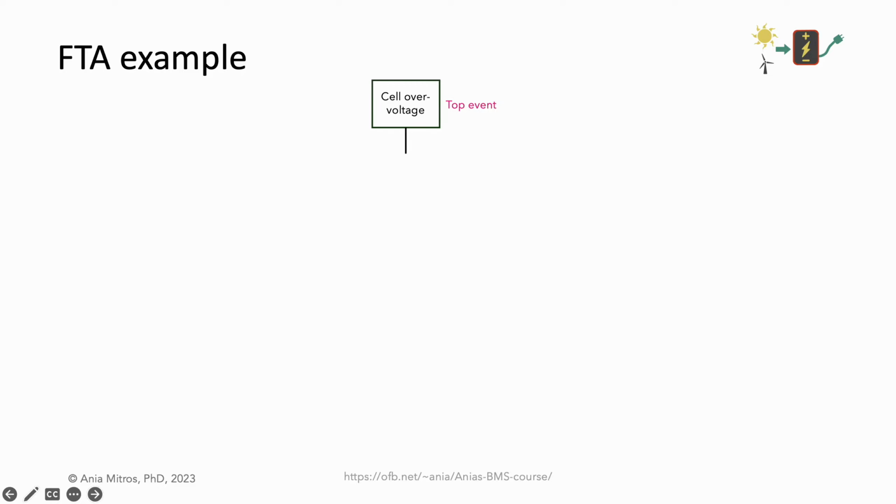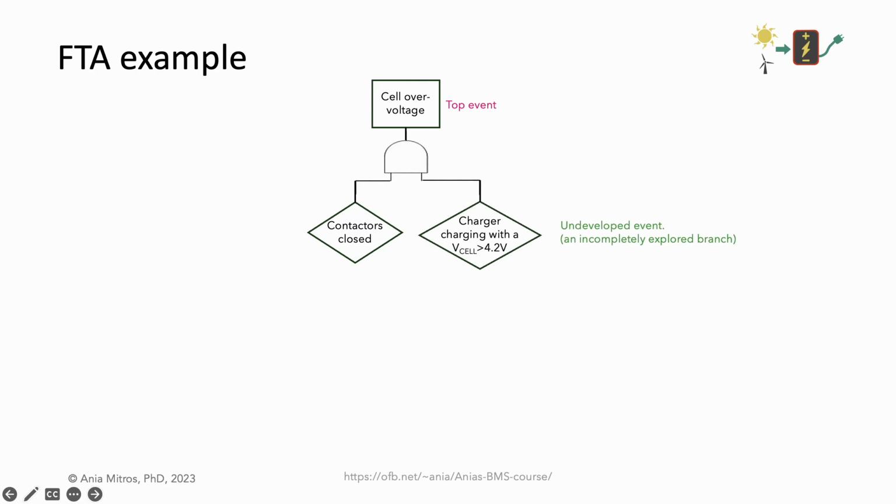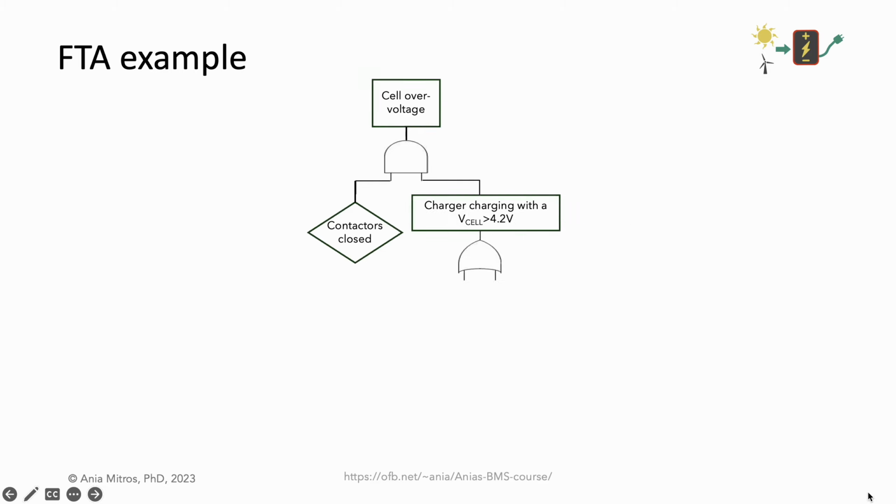A cell overvoltage occurs when contactors are closed and the charger is charging the battery, although some cell is above 4.2 volts. The top event is represented by a rectangle. Diamonds represent undeveloped events. An undeveloped event is a branch that we can explore further. For example, multiple root causes could result in the system failing to stop charging at top of charge. So, let's go deeper. Since we are developing the event into its dependencies, we change the symbol from a diamond to a rectangle to represent an intermediate state or event.